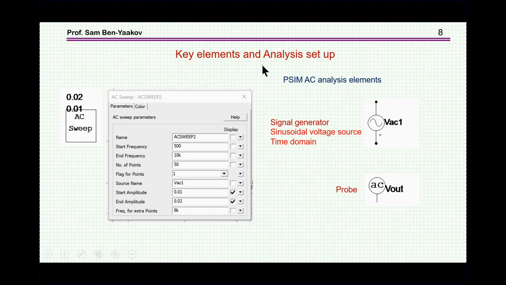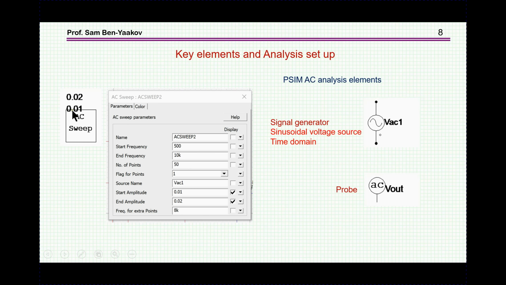The key elements involved in the PSIM simulation are, first of all, the signal generator or the excitation source. This is an AC source. It is AC, again, a time domain. That's not an AC like in SPICE, which is a phasor source. It is a time domain source. It is sinusoidal time domain. And then we need a probe. That is, we have to tell PSIM which is the output port. So this will be attached to the port, which is the output.